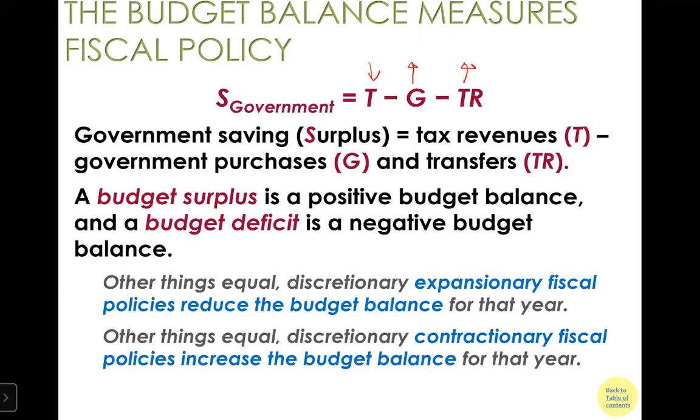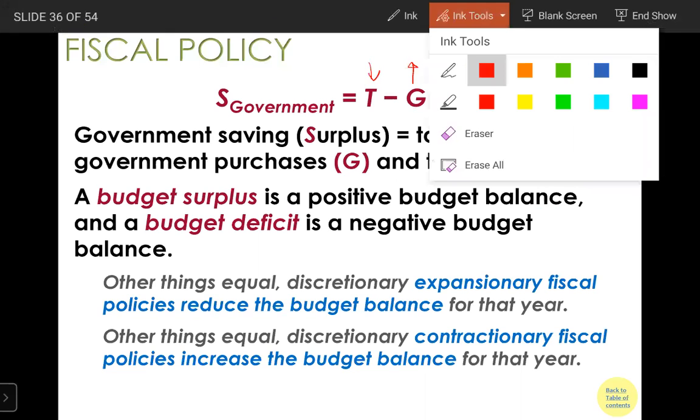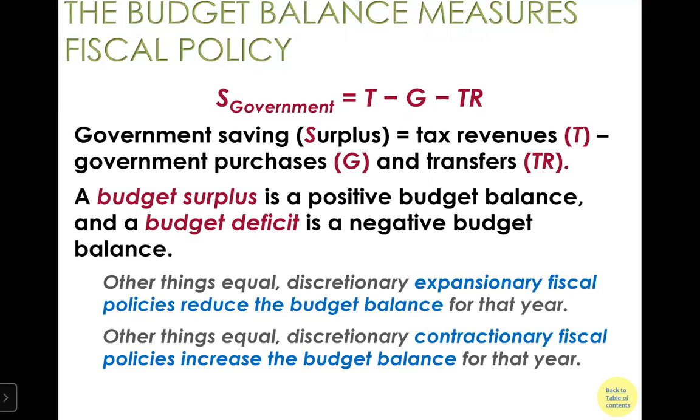So that's going to make the right-hand side go into more negative territory. So that means discretionary expansionary fiscal policy will make our deficit larger. Right? On the other hand, if we initiate some contractionary fiscal policy, meaning you're going to increase tax, decrease G, decrease transfer. Then what happens?